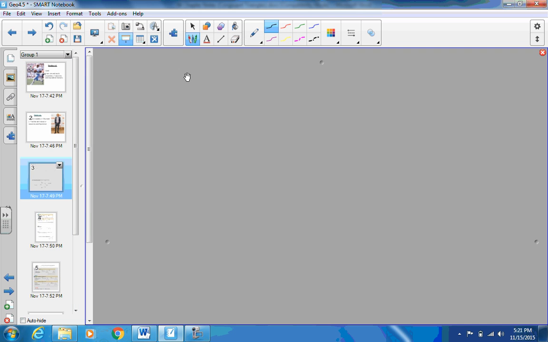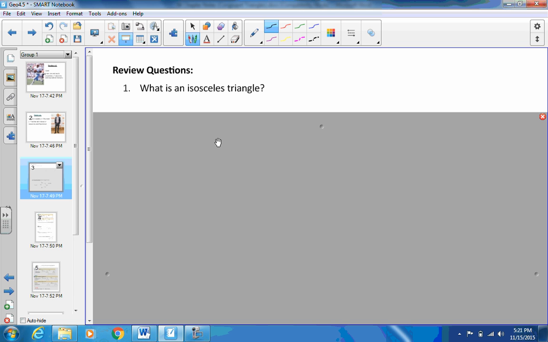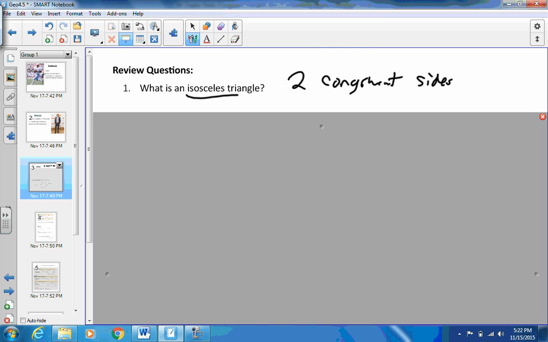Anyway, here we go. Before we get going, a couple of review questions. First of all, what is an isosceles triangle? So hopefully you remember an isosceles triangle has two congruent sides. So a picture could be something like this. That almost looks equilateral, so I'm going to erase that. And make it like this, and these two sides are congruent. All right, so it just has to have two congruent sides.